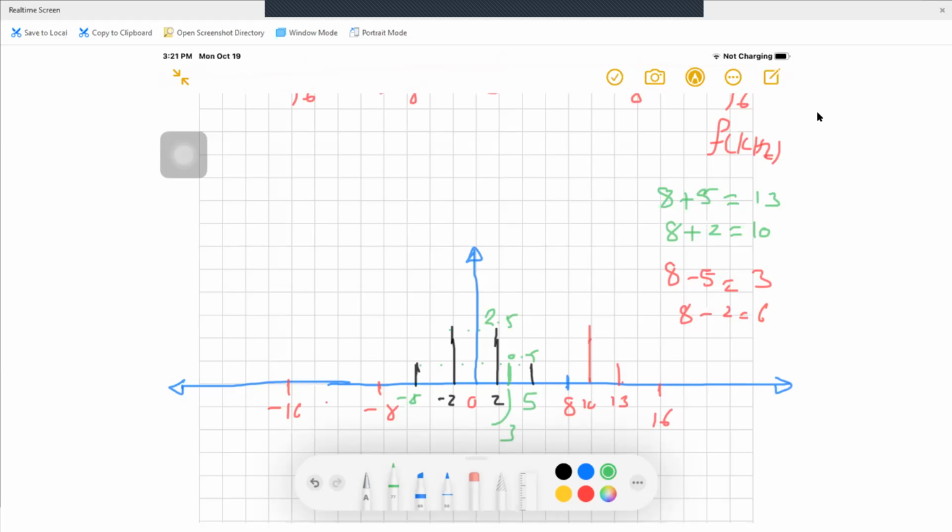Other one will be at 6. At 6, this one will be at 6 and equals to 2.5. Okay, this is due to what? Due to the convolution with what? With 8 kilo sample. Let's go to the other side and perform the convolution with -8.